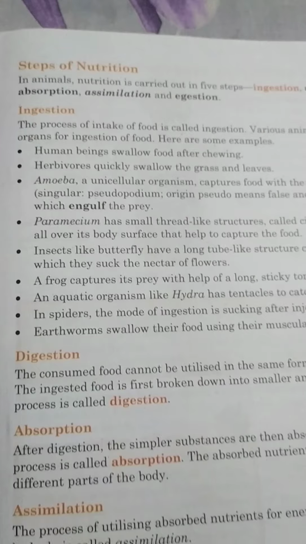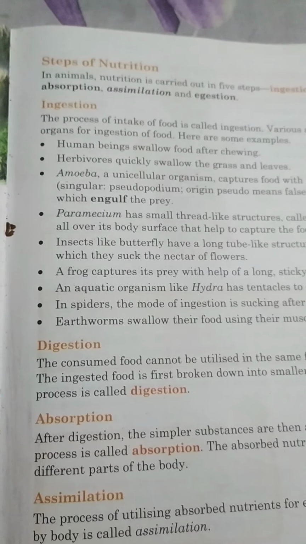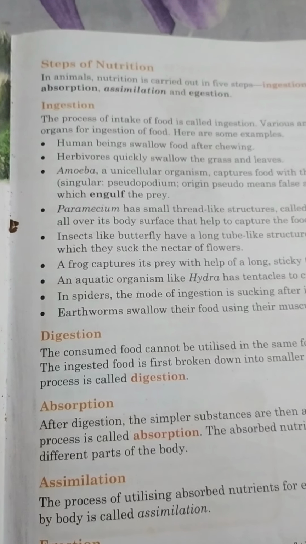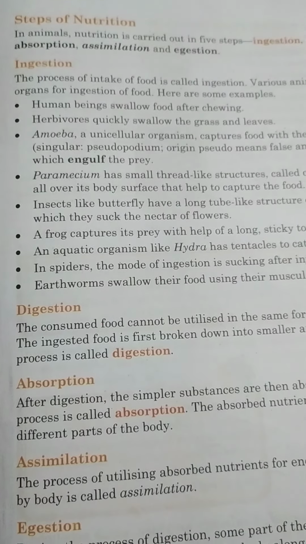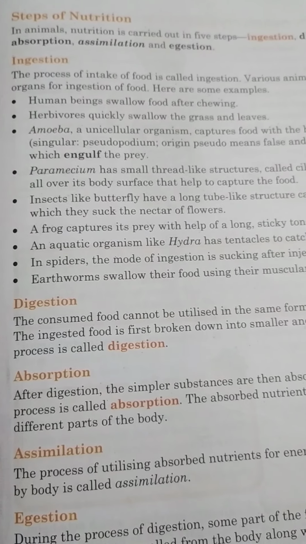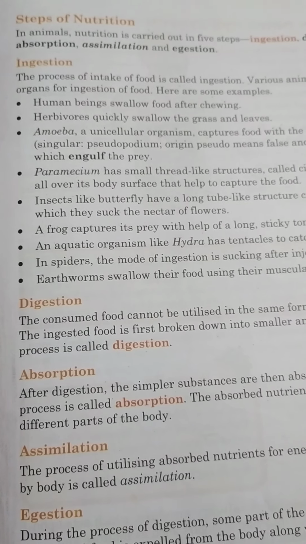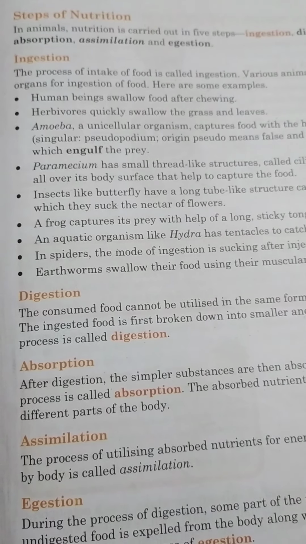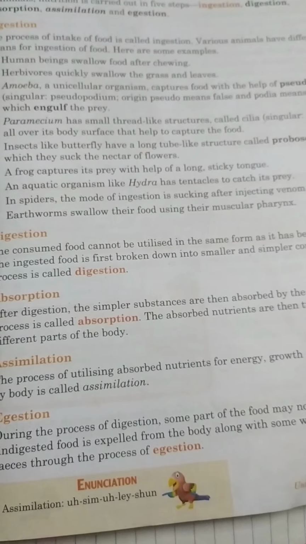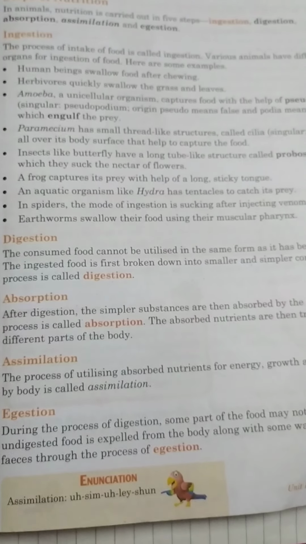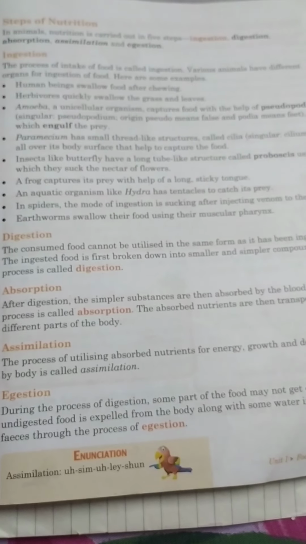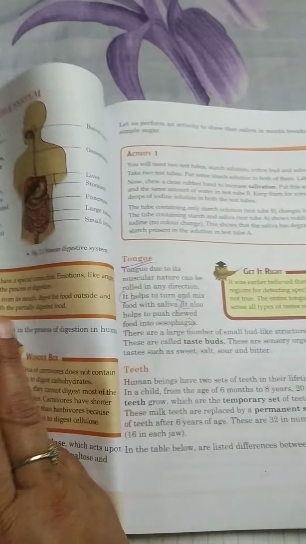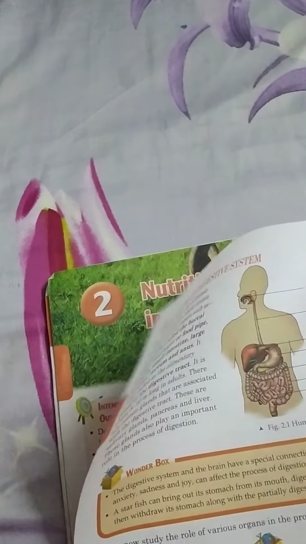The second step of nutrition is digestion, that is how the complex food is broken down into simpler compounds. Third, absorption: after taking the food, all the nutrients are absorbed in the body for our use of energy. The next step is assimilation, how we use it in the form of energy. And removing the waste of the body is called egestion. So one by one we'll be revising all the steps.